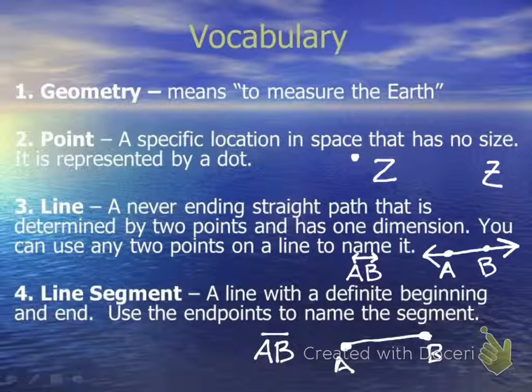No arrows. There's no going on forever and ever in either direction. And when you're naming a line segment, you must use the letters that are on the end, so that we know exactly where the line segment starts and exactly where it ends. Notice this symbol above the A and the B doesn't have arrows in either direction, because we know it starts at A, stops at B. What are your questions?